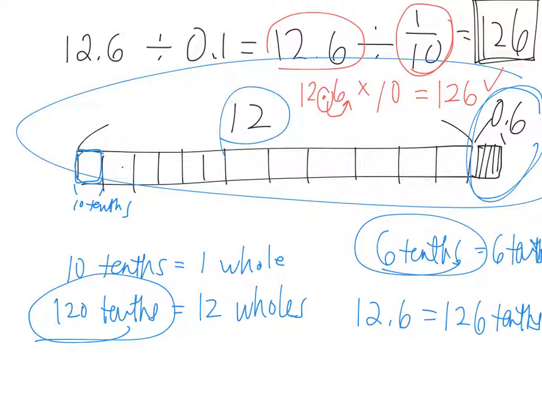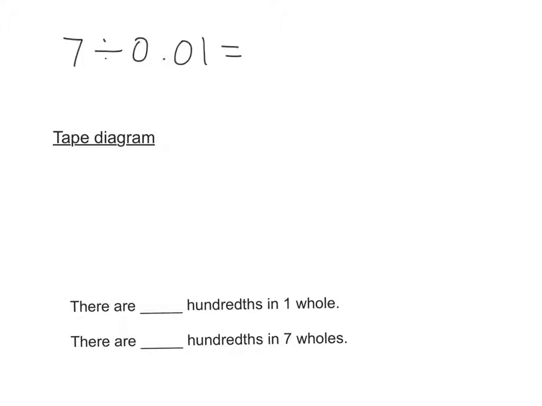I want you to use this way, where you multiply by the reciprocal of the divisor, as a way to check. Your primary way is using the tape diagram and then the units. So just like we did with the tenths, we can rewrite this as 7 divided by 1 over 100. This time we're working with hundredths, okay?